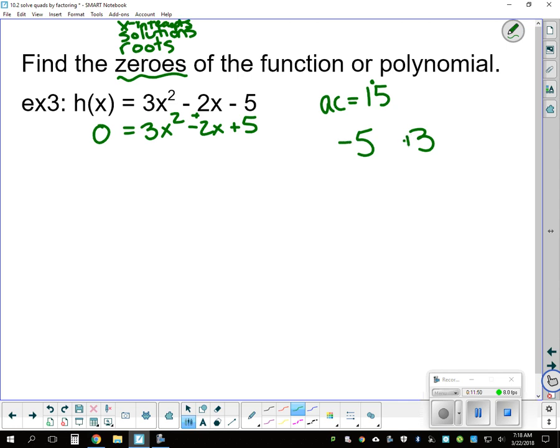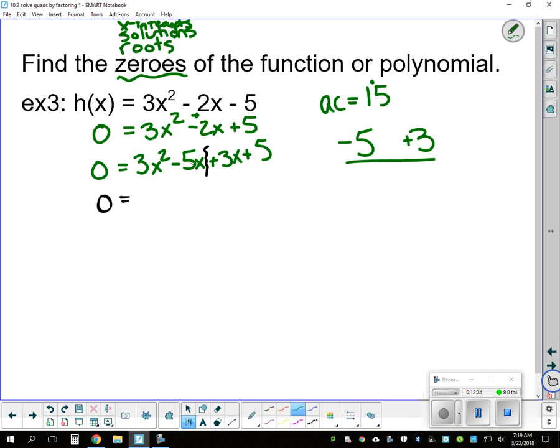-5, +3. Can we take the shortcut? No, because this is not a 1, it's a 3. That's okay. We can still do it. We are just going to have to take our -2x out and replace it with these. Remember, it doesn't matter what order you put these in, it will work out. So I could have put plus 3x minus 5x, it would still be fine. You'd have a little bit of different work, but your answer at the end would be the same. The reason we can do that is because -5x plus 3x is still equal to -2x. So we have not changed our problem. We've just now made it have 4 terms, which is convenient because then we can do factor by grouping.